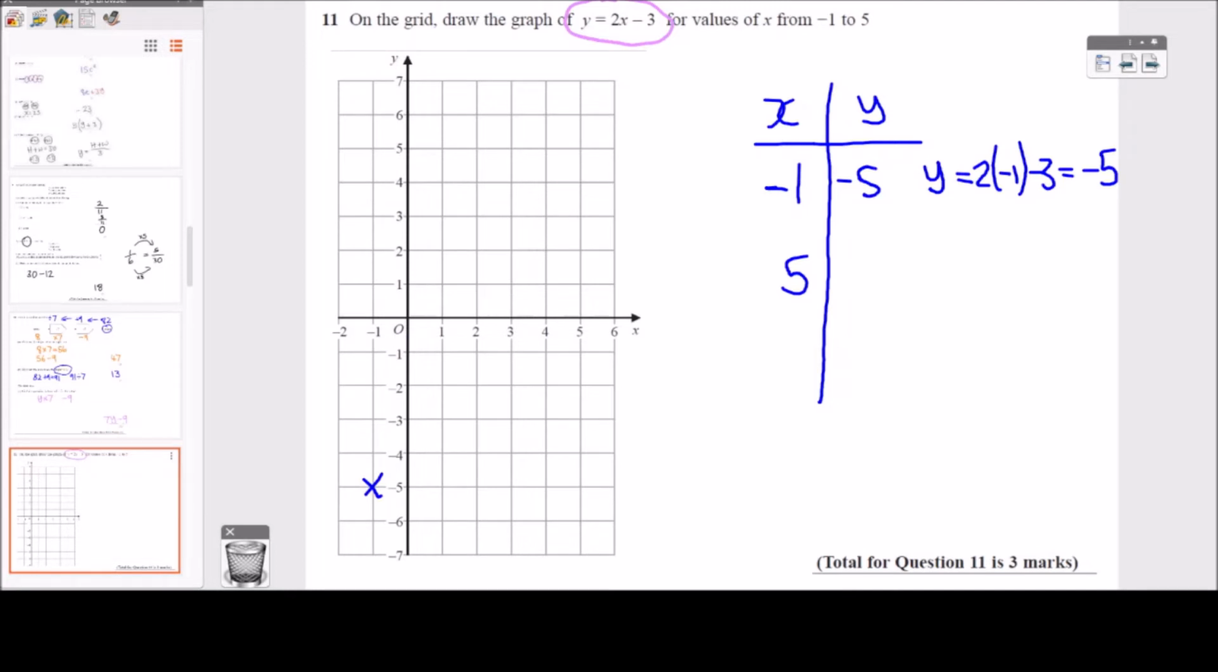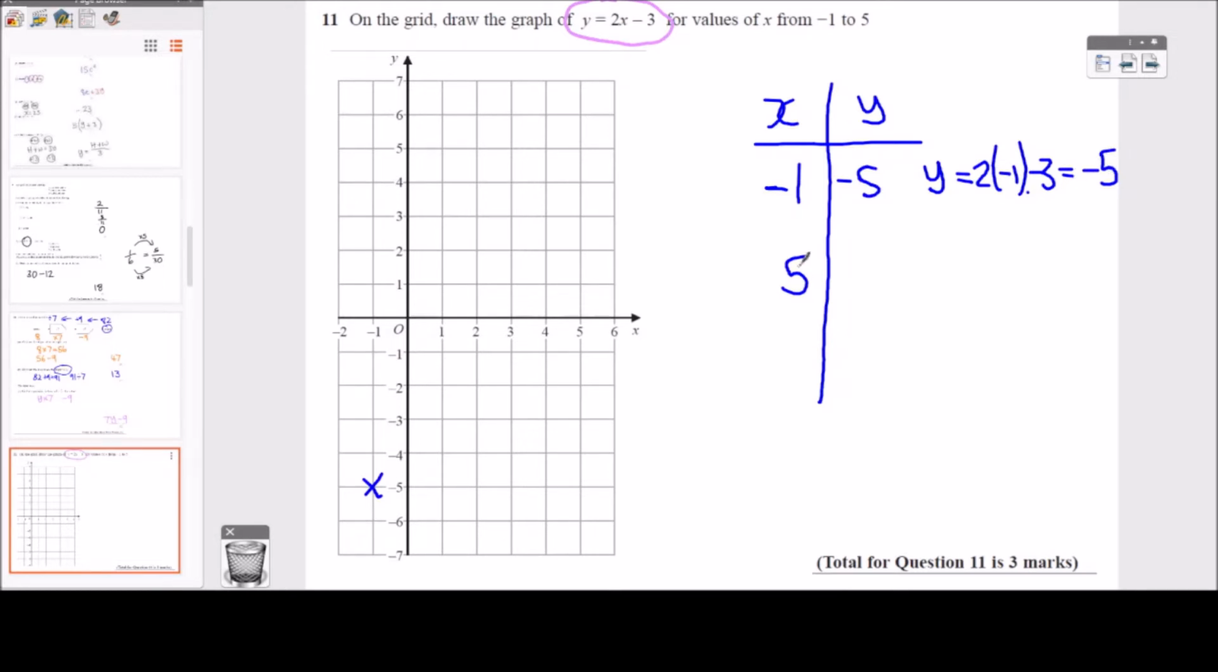Now what I suggest you do, just so you don't run the risk of messing up the negatives if you're doing this in your head, if you incorporate the brackets, you can literally just put 2 open bracket minus 1 close bracket minus 3 equals into your calculator, and it will confirm that the answer is minus 5.